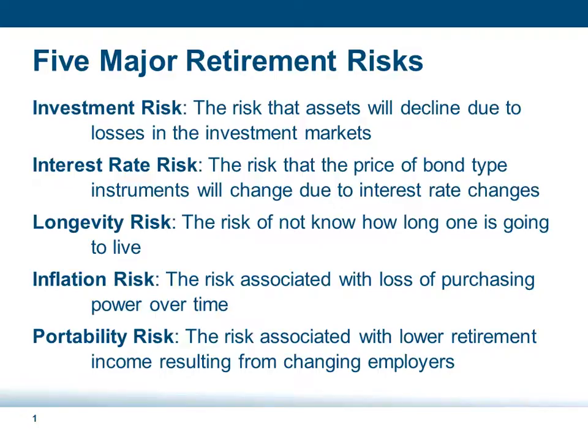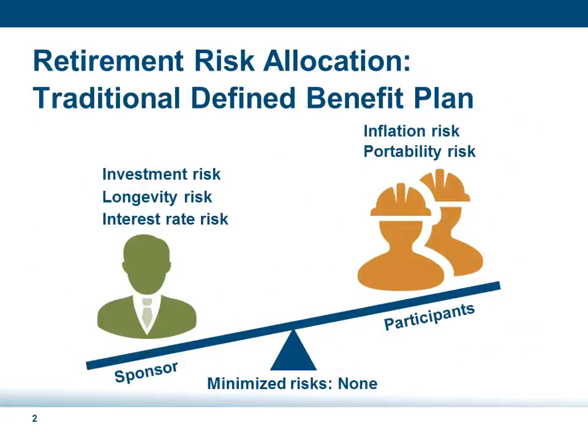So let's look at how these risks stack up. Here's the risk allocation for a traditional defined benefit plan. The risks are predominantly borne by the sponsor. The sponsor here is represented in green, and the participants are represented by guys in orange hard hats.